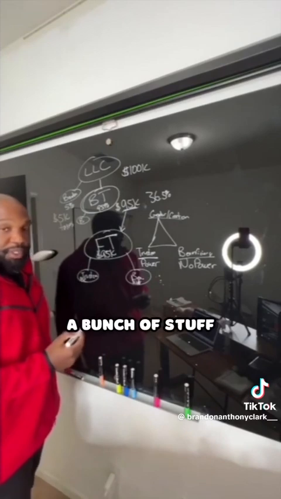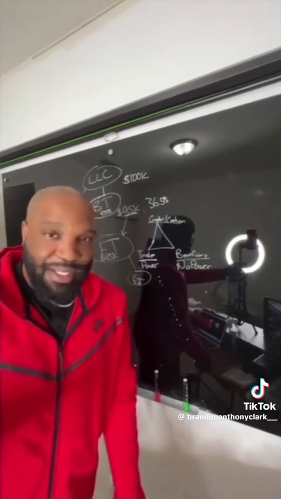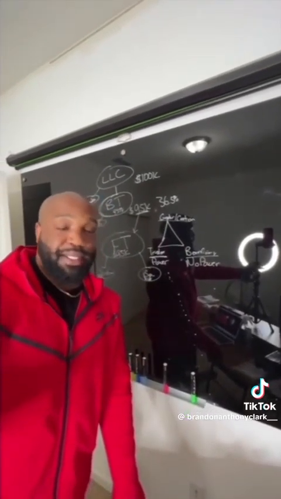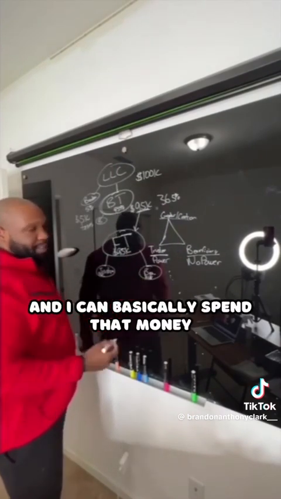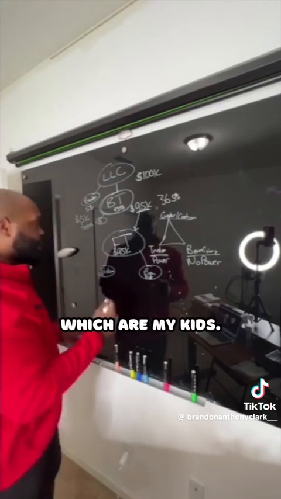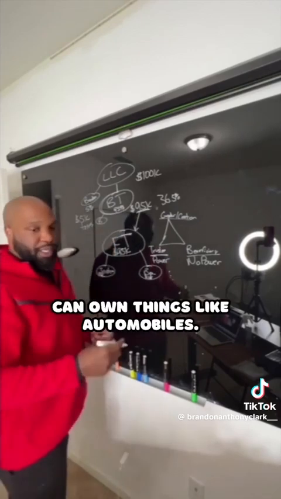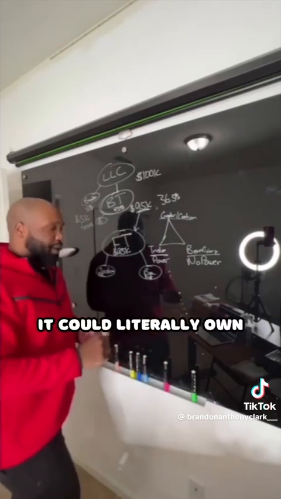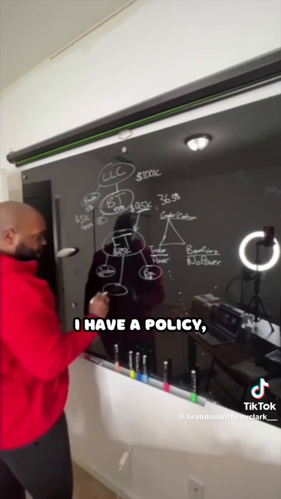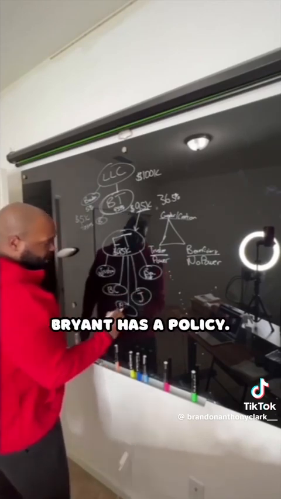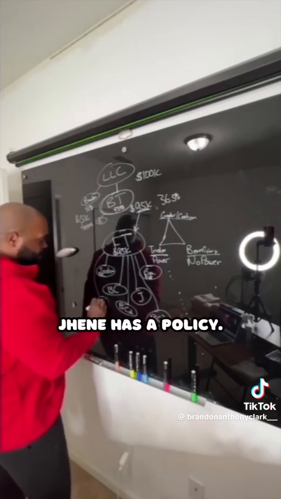And what do my kids need? A bunch of stuff. If y'all got kids, y'all know y'all kids need a bunch of stuff, right? So now I get to pass that income through all of my entities without paying taxes, and I can basically spend that money on the beneficiaries, which are my kids. And so this is the protection piece here. And so the trust can own things like automobiles, it can own property, it can literally own anything that you want it to own. And so what I have is 5 insurance policies. I have a policy, Jennifer has a policy, Bryant has a policy, Belle has a policy, and then my other daughter, Janae, has a policy.